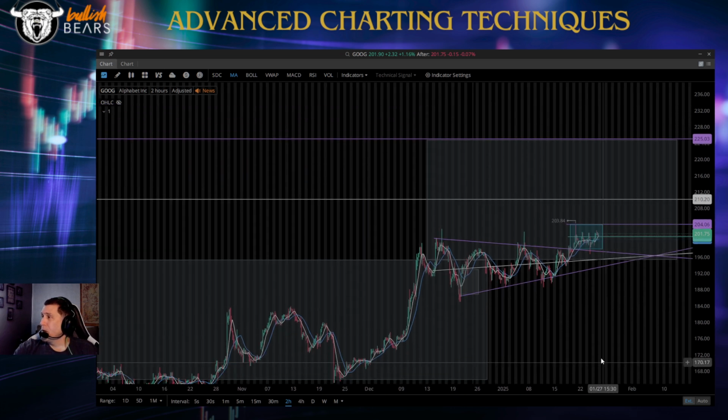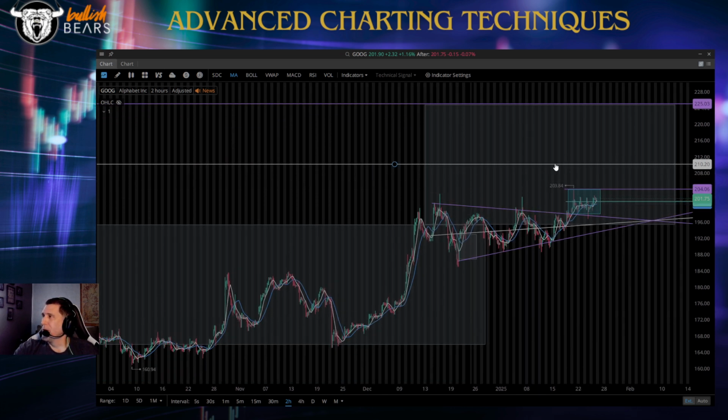Secondly, we still have some pretty lofty targets up here. So we could take some consolidating profits off of these and compound our entry for our secondary move even more effectively. And we have 210 and 225 on the outside of this.